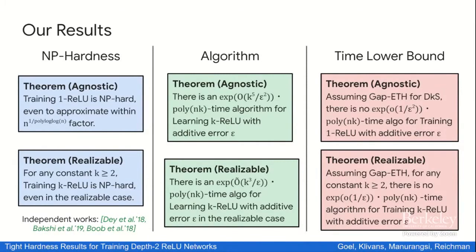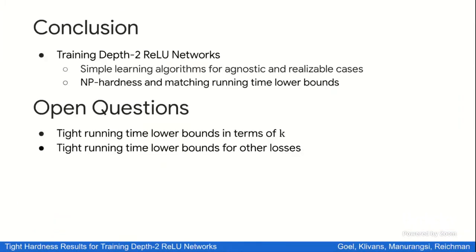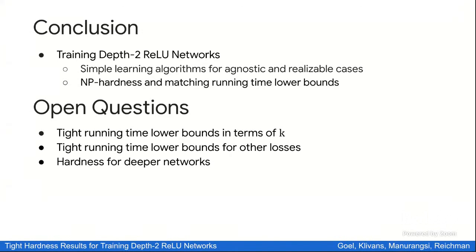I think I will end here. There are some open questions. One interesting one is that we don't get a tight running time lower bound in terms of k, so that might be interesting. Another interesting one is to prove tight hardness for deeper networks. Even for depth three networks, we don't know tight results there.